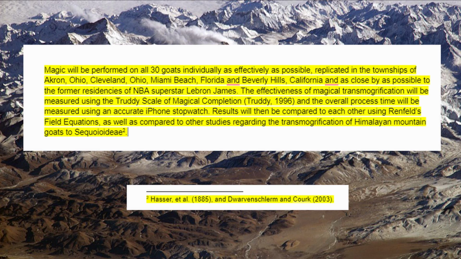Finally, we talk about how exactly the transmogrification will occur and how the results will be measured. We also talk about how our results will be analyzed, because the results section will only be providing the results and the discussion section will only be talking about them. We need to make sure that we cover how our data will be analyzed.